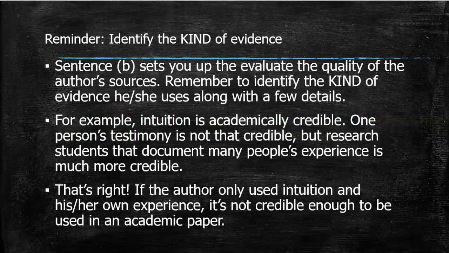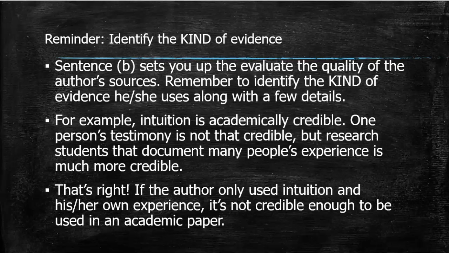So here again, I remind you that you do need to be able to identify the kind of evidence that the author used. And I do point out that sentence B does allow for you to consider whether the evidence the author used is credible. For example, if an author only uses intuition and personal testimony, then you would think, gee, that really isn't that credible if they're trying to claim something.